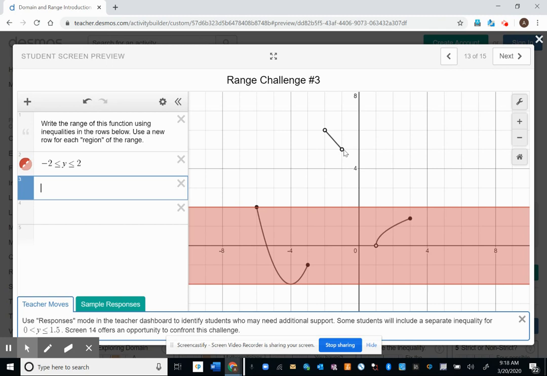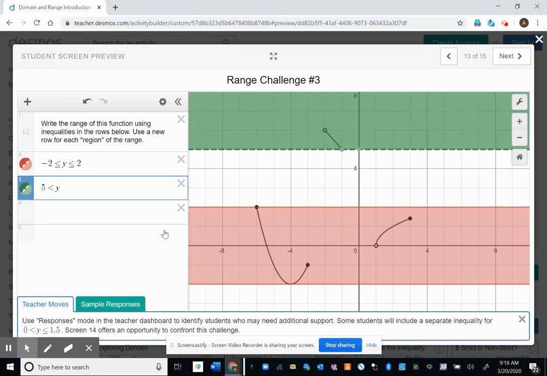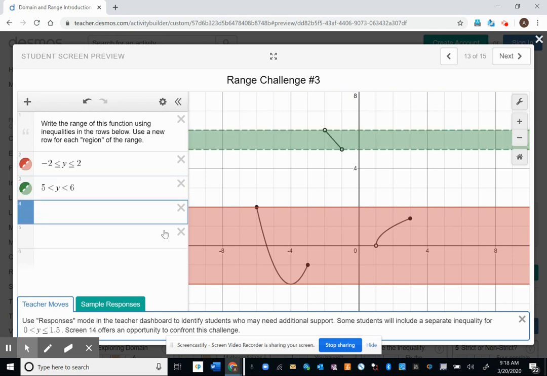And then when I look at the top part of the graph, this is for y is equal to 5 up to 6, with an open circle at each part. So 5 is less than y is less than 6. And even though there's more of the graph over here and they're kind of overlapping, all of this part of the graph is contained within this region. And within this region, there are points the entire time. So this just requires 2 inequalities.